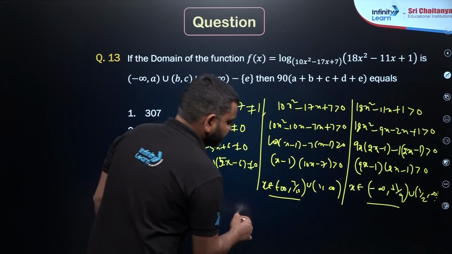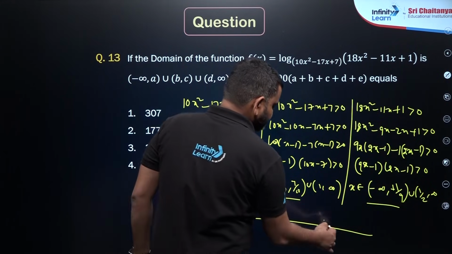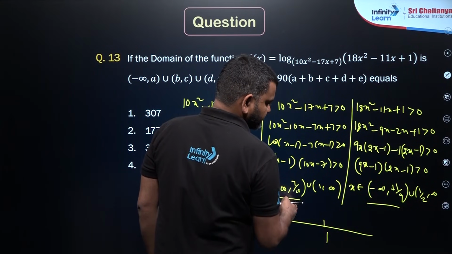Now taking the intersection of all that, what are the values I have here? Greater value is 1, lesser than that is 7 by 10.